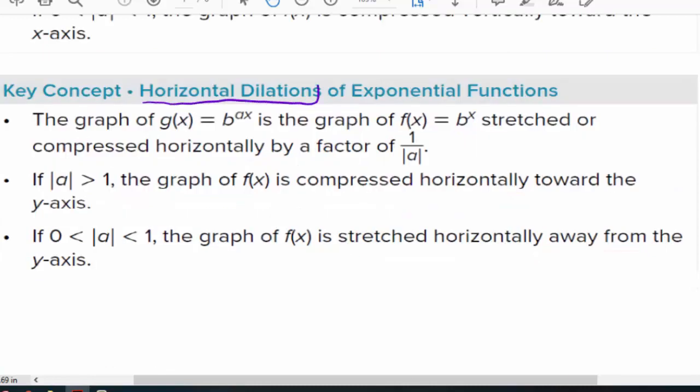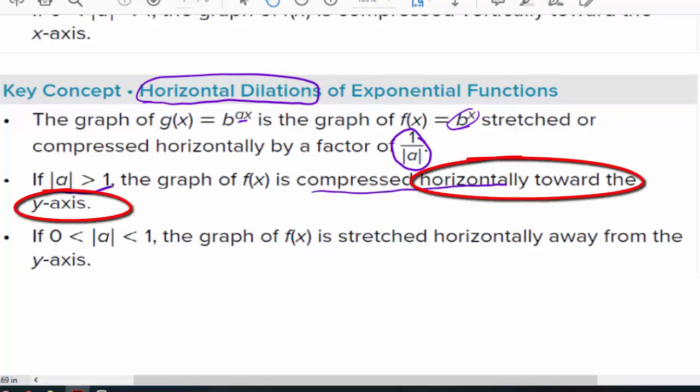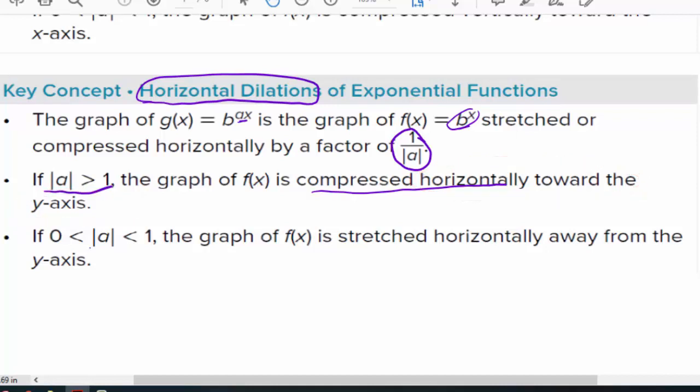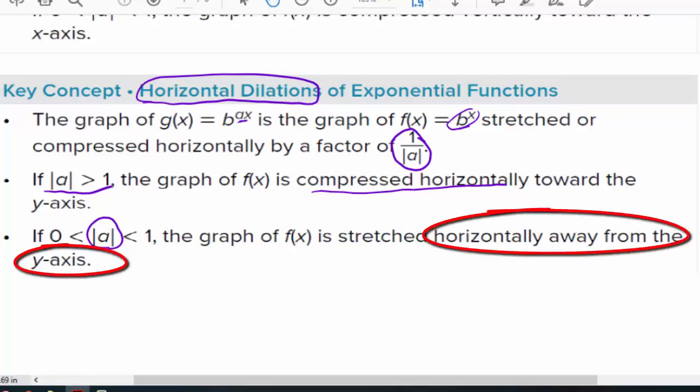When we look at horizontal dilations, the graph of g of x equals b to the a times x. So now we're affecting the x value directly. That's the graph of f of x equals b to the x, so that's the parent function. It's stretched or compressed horizontally by a factor of 1 over the absolute value of a. So it's reciprocal. If a is greater than 1, then f of x is compressed horizontally towards the y-axis. If the absolute value of a is between 0 and 1, some kind of fraction, f of x is stretched horizontally away from the y-axis.